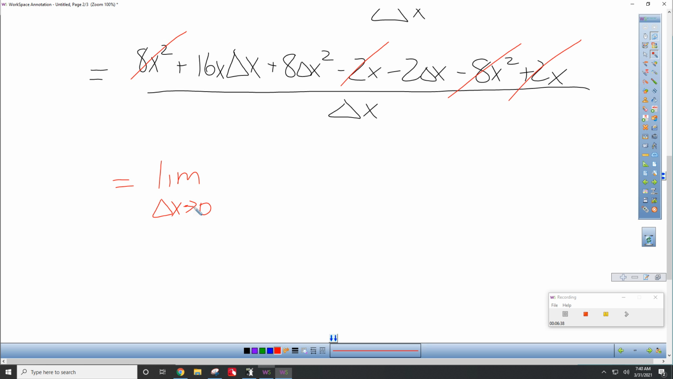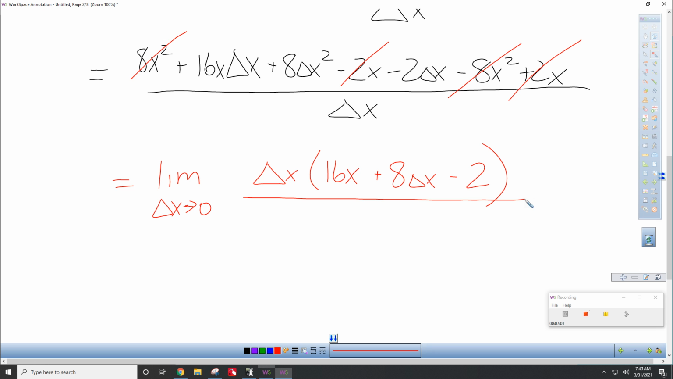Okay, well, we're not allowed to put 0 in for delta x because it's in the denominator, but check out what's about ready to happen. Everything that's left has a delta x in it, so I'll take out a delta x from the first term, I'll take one out from the second term, and I'll take it out from this term. And now, look what happens. Bam, bam, and I can plug it in.